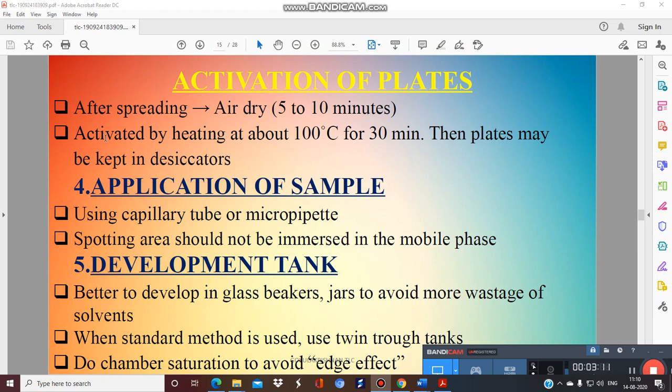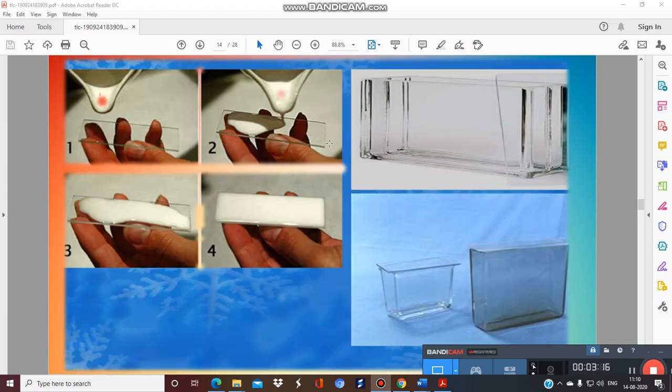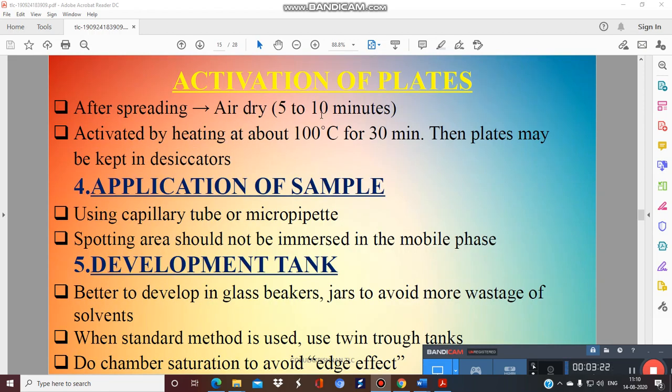Okay, what is the aim of activation? It is to dry the TLC plate. So first of all we will prepare the TLC plate in this way, and then we will air dry it at room temperature, and then we will activate the TLC plate in the oven, meaning our plate has been dried. Now what happened? The plate is prepared. What does it mean? Plate is prepared means the stationary phase is prepared.